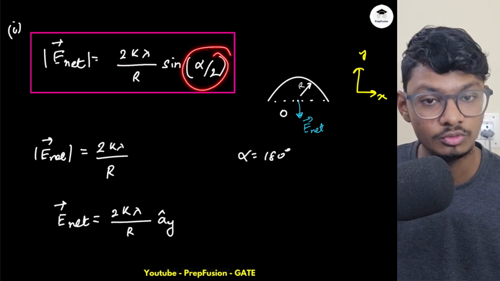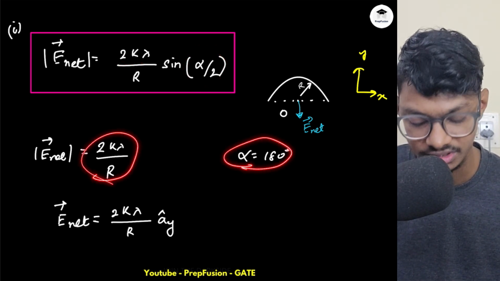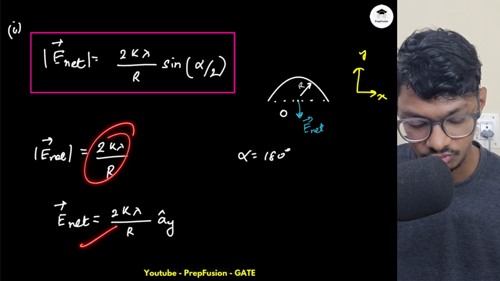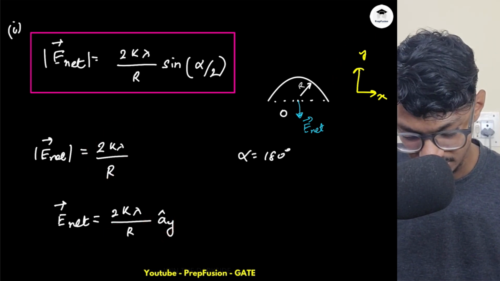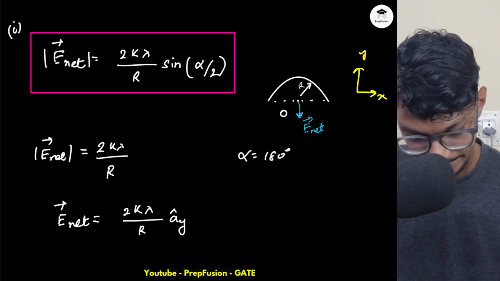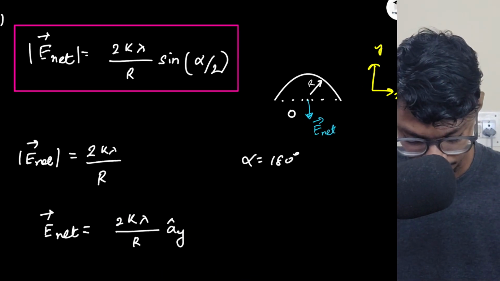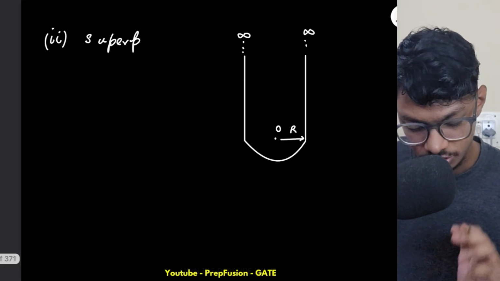So sine alpha by 2, where alpha is 180 degrees, so it will be simply 2k lambda by r, and the direction will be, if I assume these as xy coordinates, in the minus ay cap direction, not in the plus ay cap direction. Okay, so I hope you got the point.